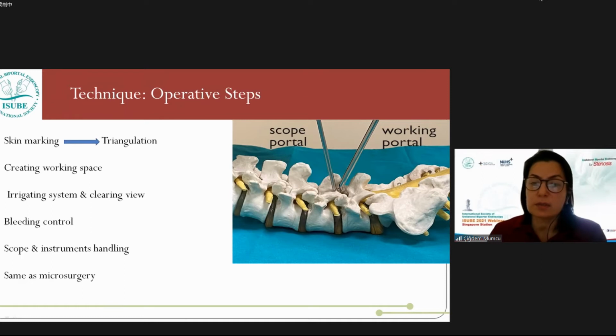Second step is to create a working space. For this, we clear upper lamina, interlaminar space, and lower lamina of soft tissue with the dilator. The next one is the irrigating system. It's essential to know how to use the irrigating system for fluid control, clear view, and bleeding control for patient safety. When you prepare the interlaminar space, the following step is similar to open microdiscectomy or microdecompression.